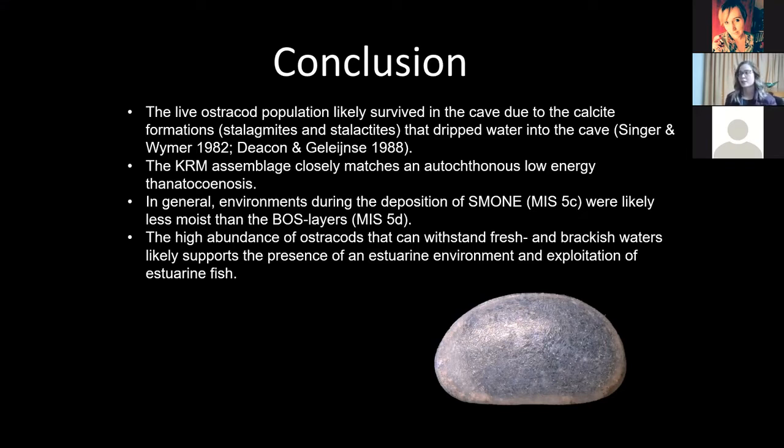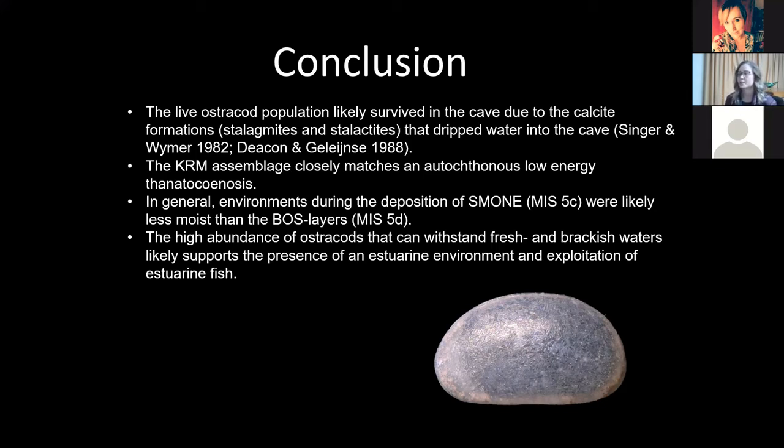So the Klasies River assemblage, as I've mentioned, closely resembles an in situ life assemblage from a low energy environment. In general, environments during the deposition of Laius Moan, which dates to marine isotope stage 5C, were likely less moist than the Bos layers, which date to marine isotope stage 5D. So the marine isotope stages just refer to oscillations within glacial and interglacial cycles.